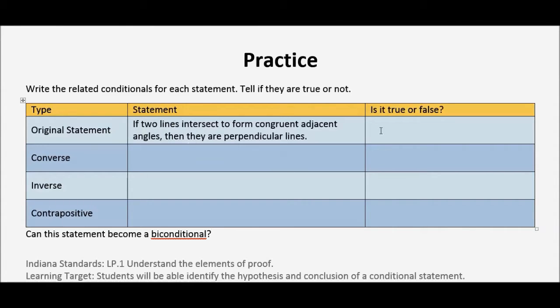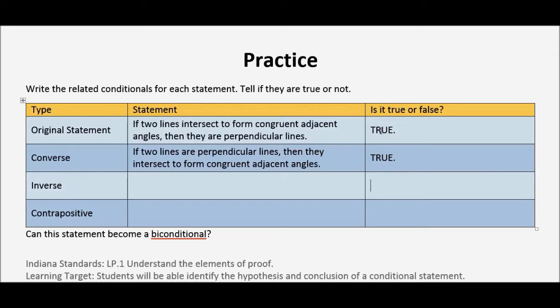And we know this to be true. We've proven it true many times in class. The converse is if two lines are perpendicular, then they intersect to form congruent adjacent angles. We also know that this is true. Again, we've proven it in class before.